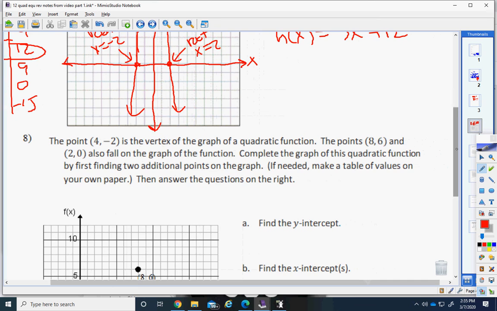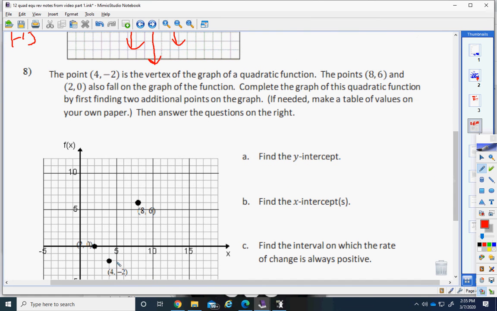They're telling me that the vertex is at (4, -2). So the axis of symmetry goes through there. If the axis of symmetry goes through this point, then the point that they labeled here of (2, 0) has something that matches it on the other side. And (8, 6) has something that matches it on the other side. And 5 points is plenty to draw a parabola.